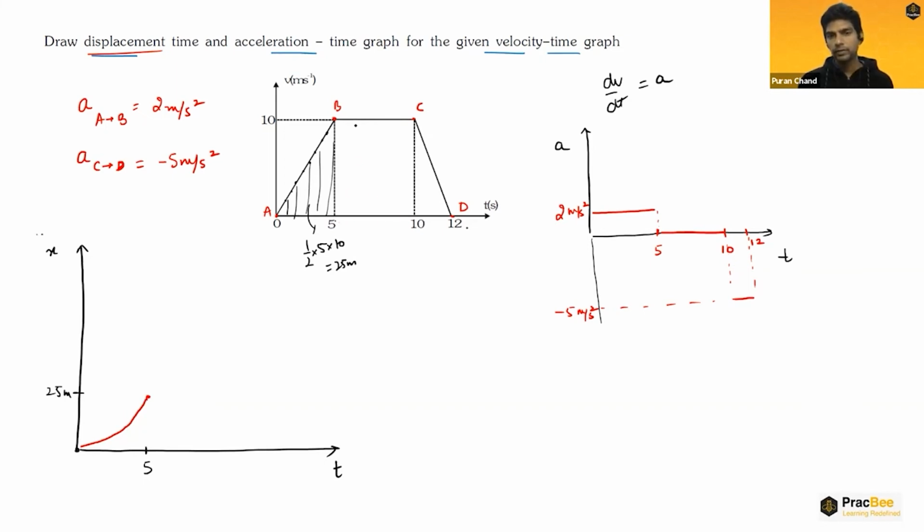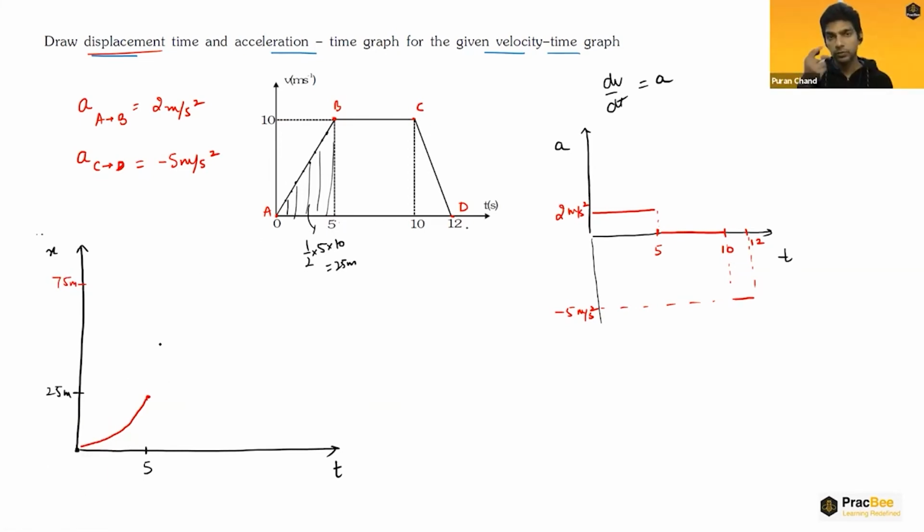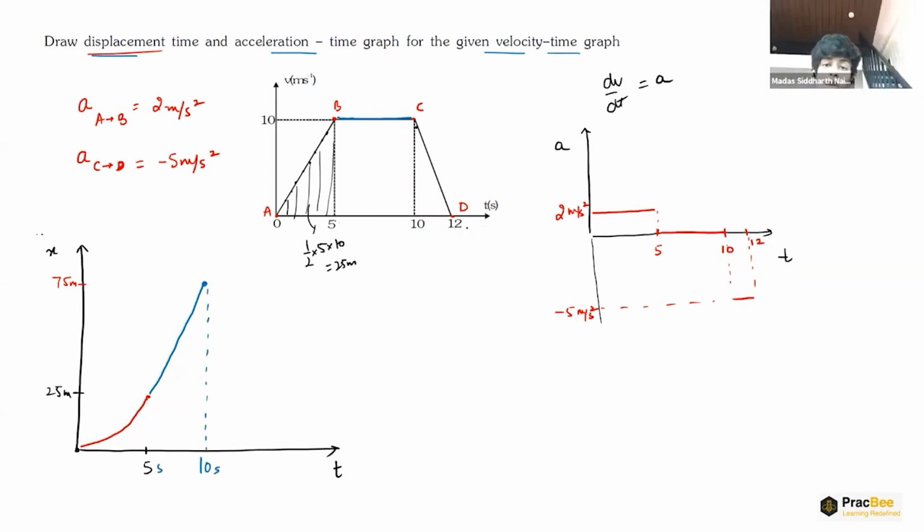Now from 5 to 10, it is moving uniformly. So it will be 10 into 5, that will be 50. So it comes out to be, the position will become 75, right? Okay. Now your graph will be a straight line. Why straight line? Because it's a uniform motion, and in uniform motion, the particle covers equal distance in equal interval of time. So it should be a straight line. Now at this particular, this is your 10, right? Clear?